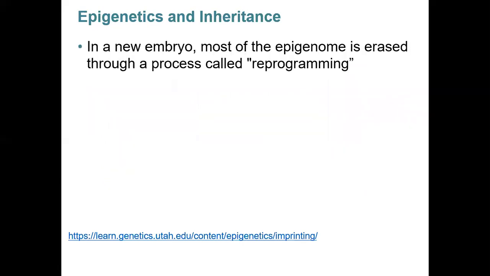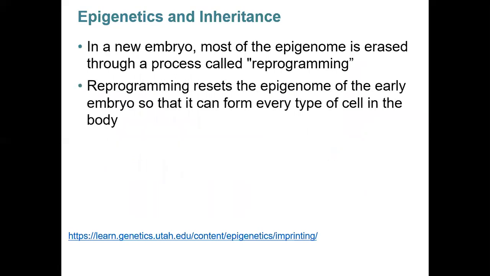In a new embryo, most of the epigenome is erased at the beginning. Most of the methyl tags that activate or silence certain genes are removed. This allows the cells to have a genetic fresh start, or a blank slate, sort of. This process is called reprogramming. It resets the epigenome of the early embryo so that the initial cells are once again stem cells. They can form every type of cell in the body.